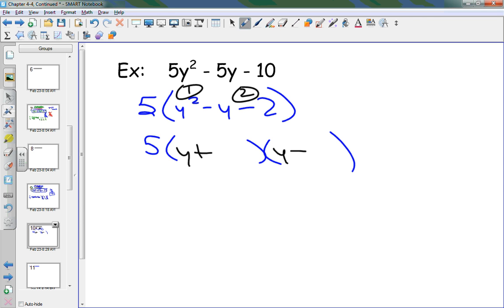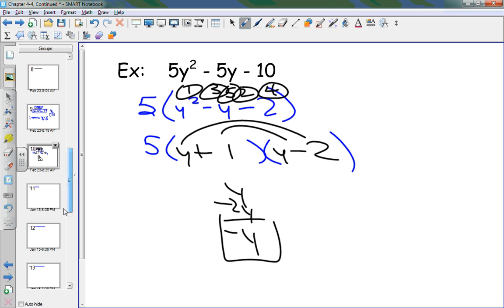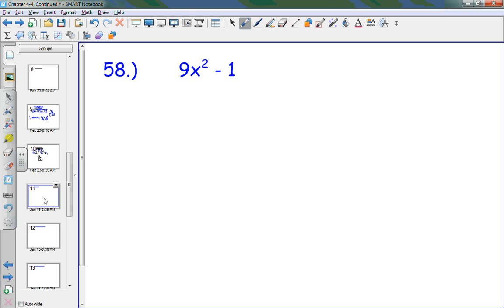Subtracting. So what are my factors of 2 that I have to use? 2 and 1. And I have to subtract to give me negative 1. So 1 goes where? 1 is positive. 2 goes into subtraction. Inner gives me y. Outer gives me negative 2y to give me negative 1y. Is that what I wanted? Excellent. This is number 58 in tonight's homework. Keep it in your notes for now.